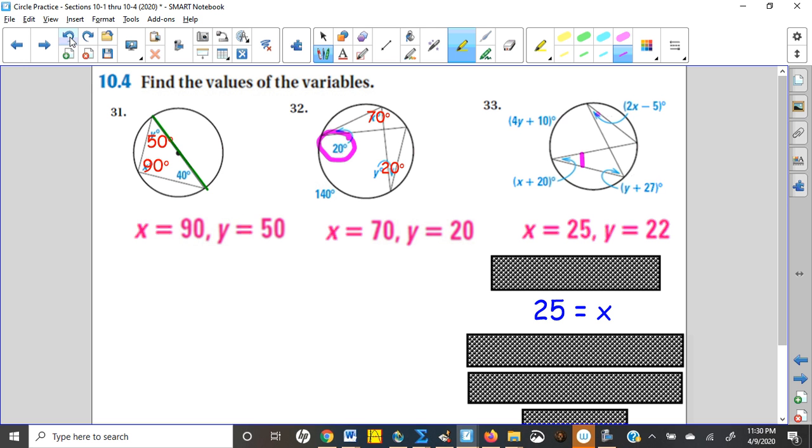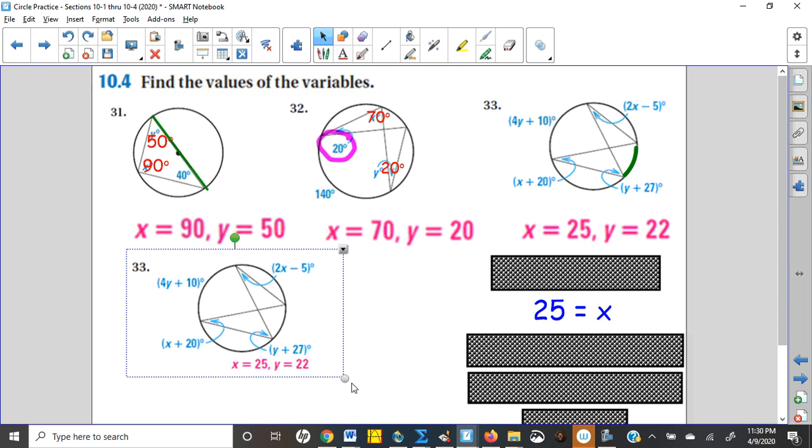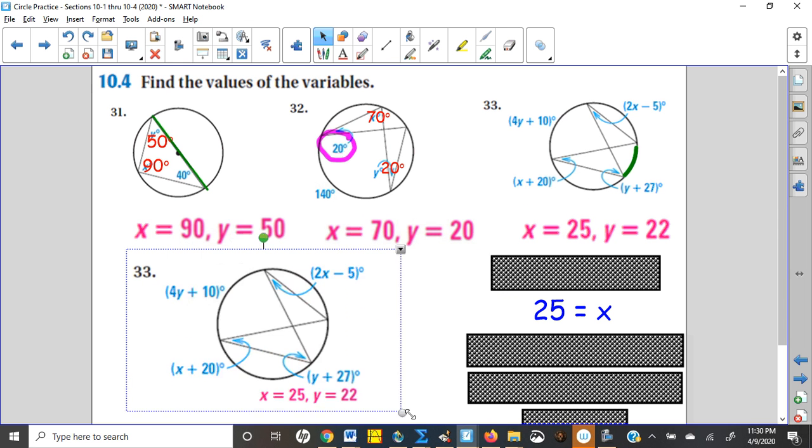Because of all the little writing on this one, I'll blow this one up just to make sure we understand it. See, there's that congruent arc. That means that 2x minus 5 and x plus 20 have to be half of the same green arc. And so that's what we're going to set up to solve for x.